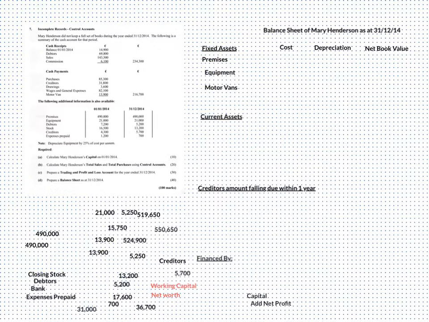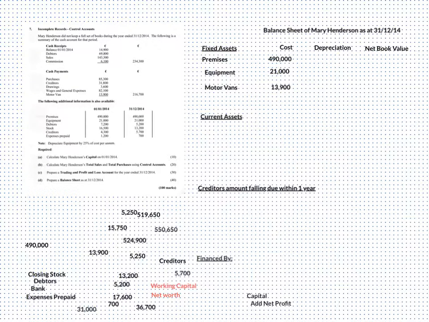We can find the cost of each of these. So the cost of our premises is 490,000. So we just bring across 490,000. The cost of our equipment is 21,000. So we have 21,000 here. I'll bring it across. And then the cost of our motor vans is 13,900. So again, I have one here. I'll bring it across. So that's the three of them sorted.